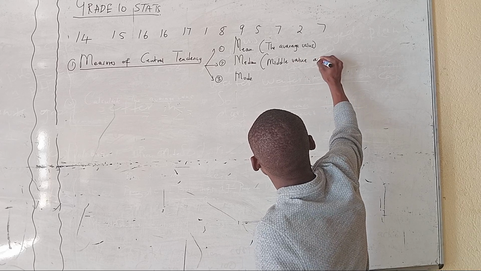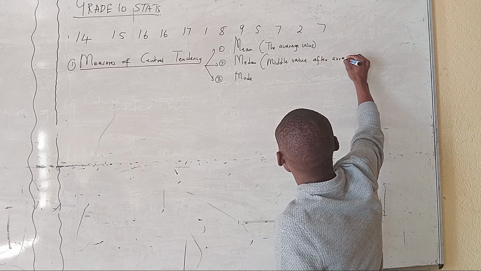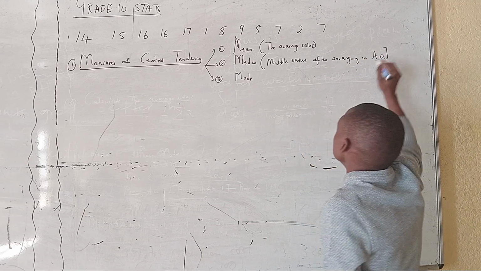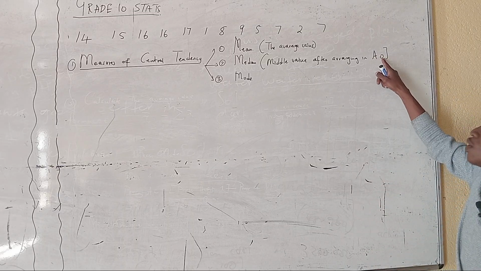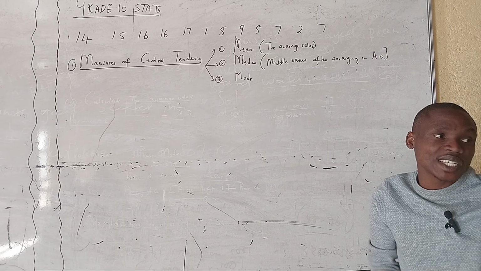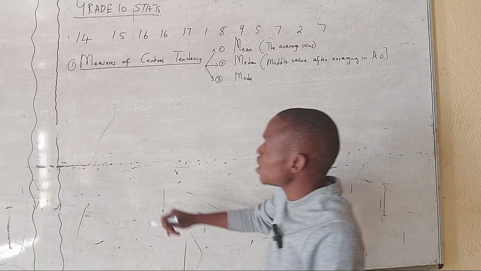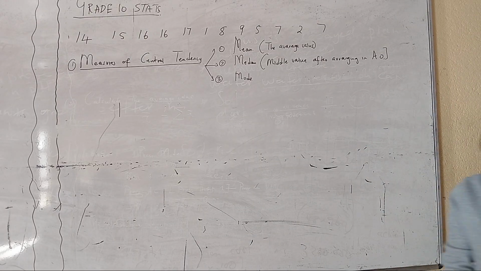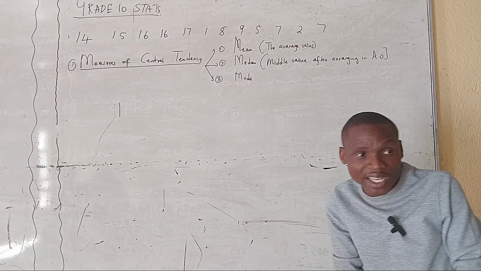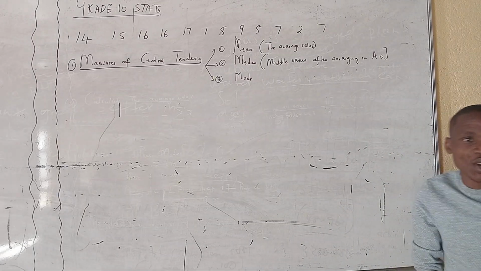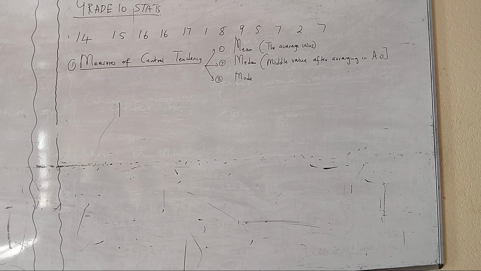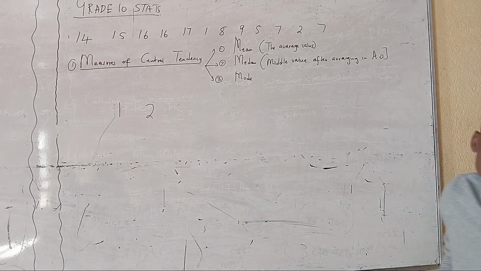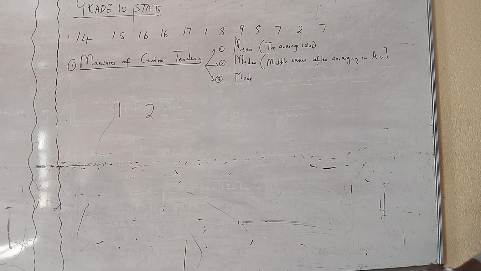Yes, after arranging in ascending order. I'll just say AO, ascending order. So let us arrange the data in ascending order, meaning we write starting with the lowest. So we start with 1, followed by 1. Let us arrange the data in ascending order, writing from the lowest to the highest. It's 1, 2. Be patient. 1, 2, 5.